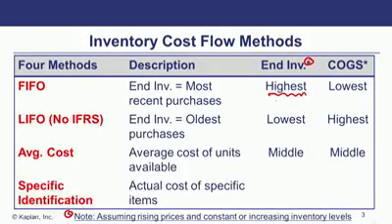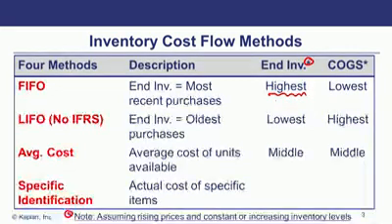Now, whatever gives you the highest value for ending inventory is going to give you the lowest value for cost of goods sold. Remember on the previous slide, we said beginning inventory plus purchases minus our ending inventory gives us our cost of goods sold. So high ending inventory means low cost of goods sold.